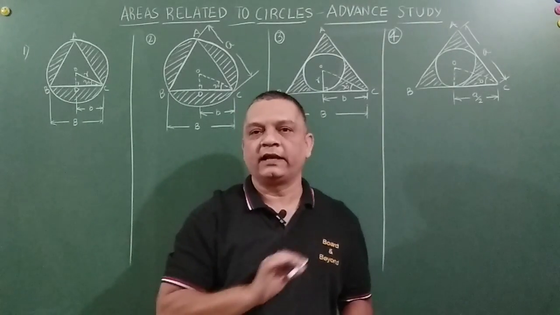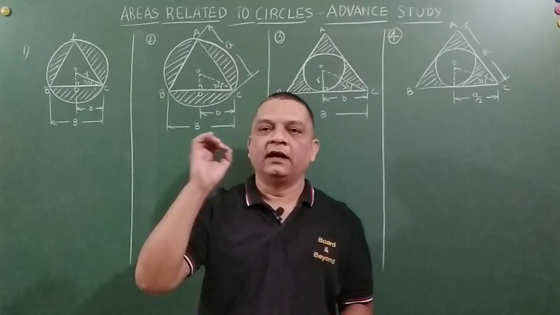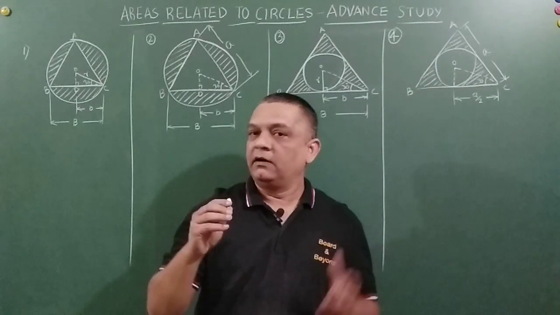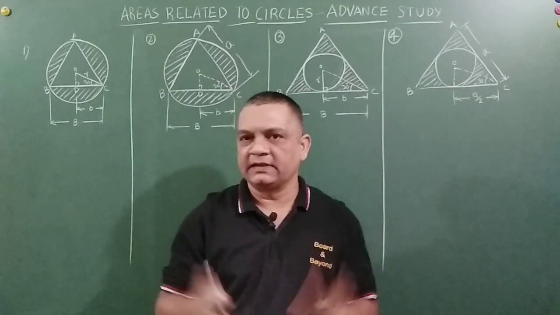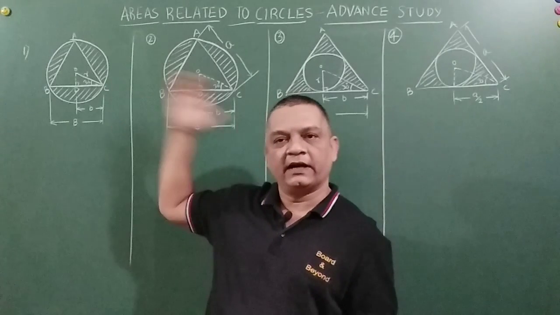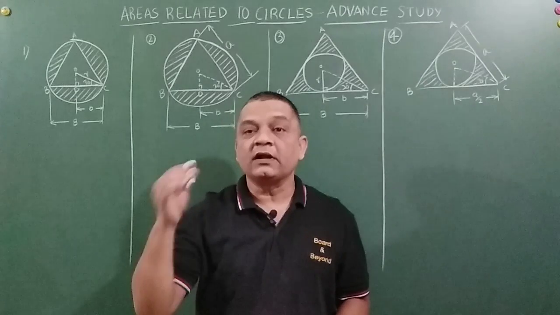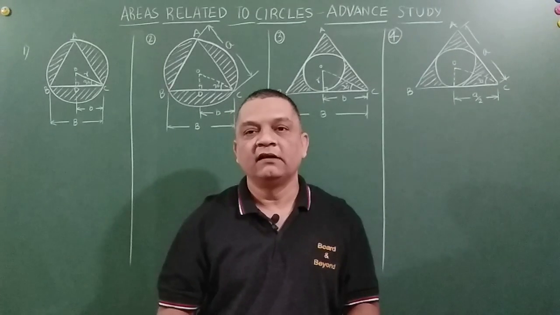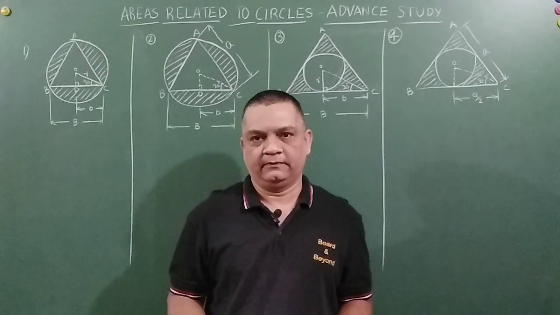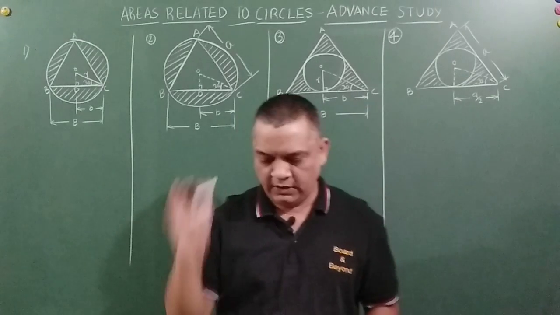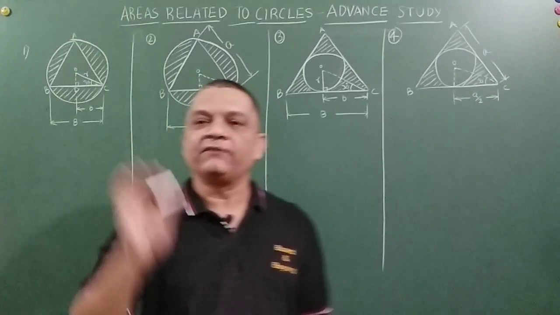In these scenarios, if let us say the radius is given or the side is given, we will do the sum. The sum in the sense we will find the area of the shaded region, as per what we have done earlier. But how do we check quickly whether what we have done is right? That is what we are going to see here. So let us start with the first one.